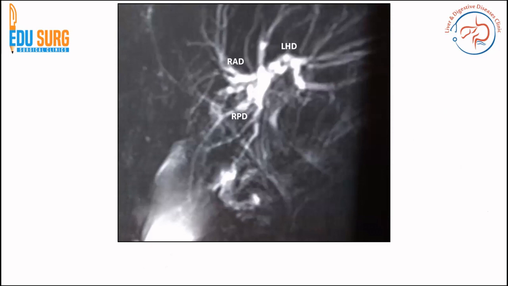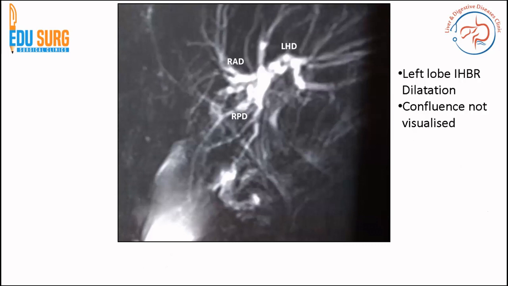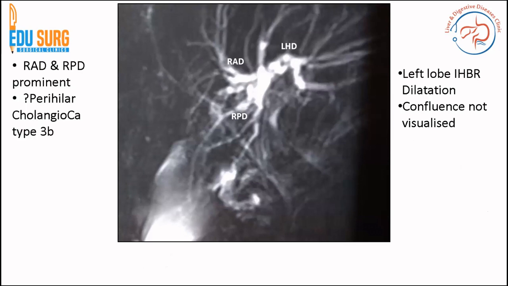And when we did an MR for this patient, the left system was of course dilated as expected, but the right anterior and posterior ducts were also prominent, indicating that the right system is also getting affected. So the primary confluence, of course, was not visualized, and this gave us the provisional diagnosis of it probably being a perihilar cholangiocarcinoma type 3B. Now, what type 3B is, we'll see later, of course.